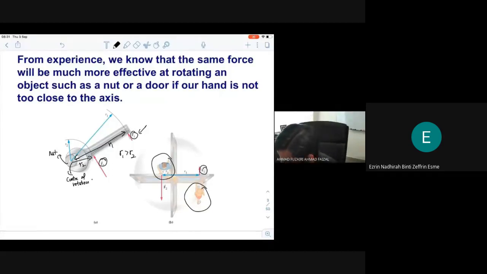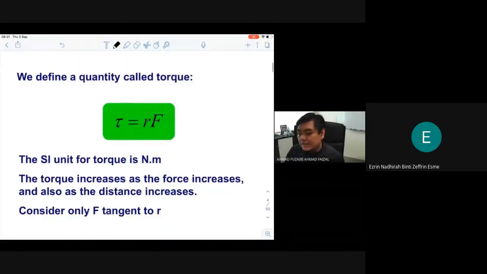Okay, this is all because of torque. Torque. So what is torque? We define a quantity called torque. So torque is actually R times F. R is the lever arm, and F is the force.